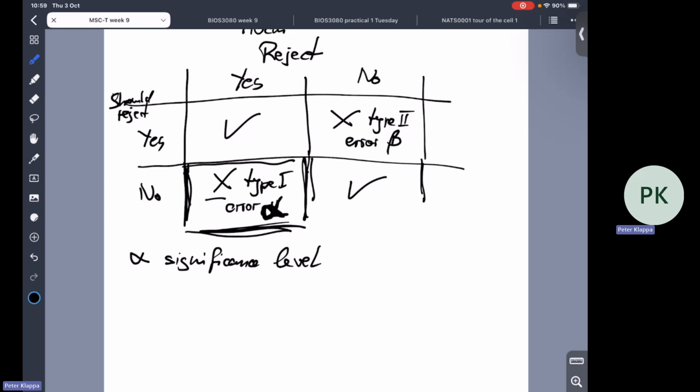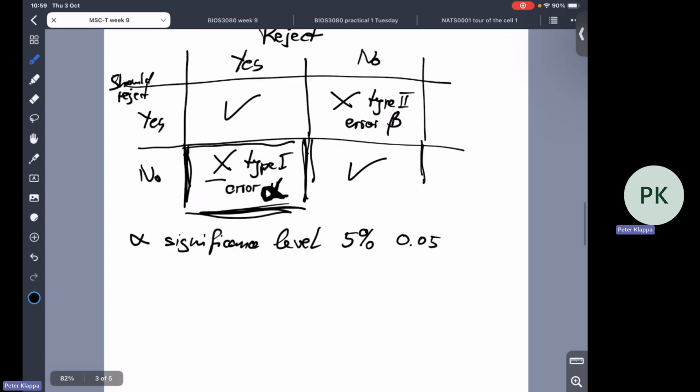We can set this to whatever we want. Very often it will be set to 5% or 0.05. But there is no, how shall I say, law in the universe that we have to set it to 5%. We could set it to 1%. We could set it to 0.1%. It is at our discretion.